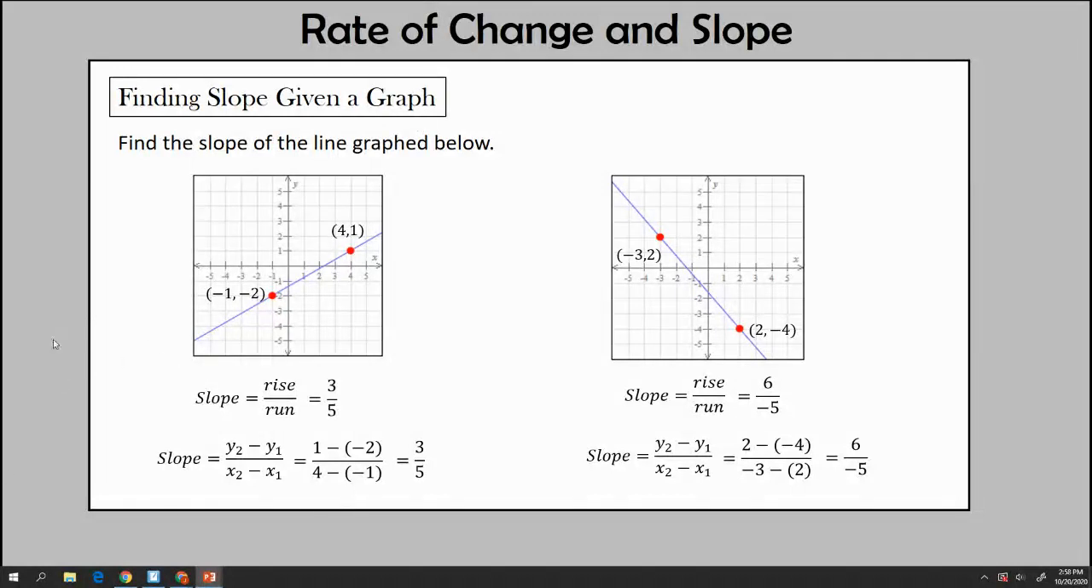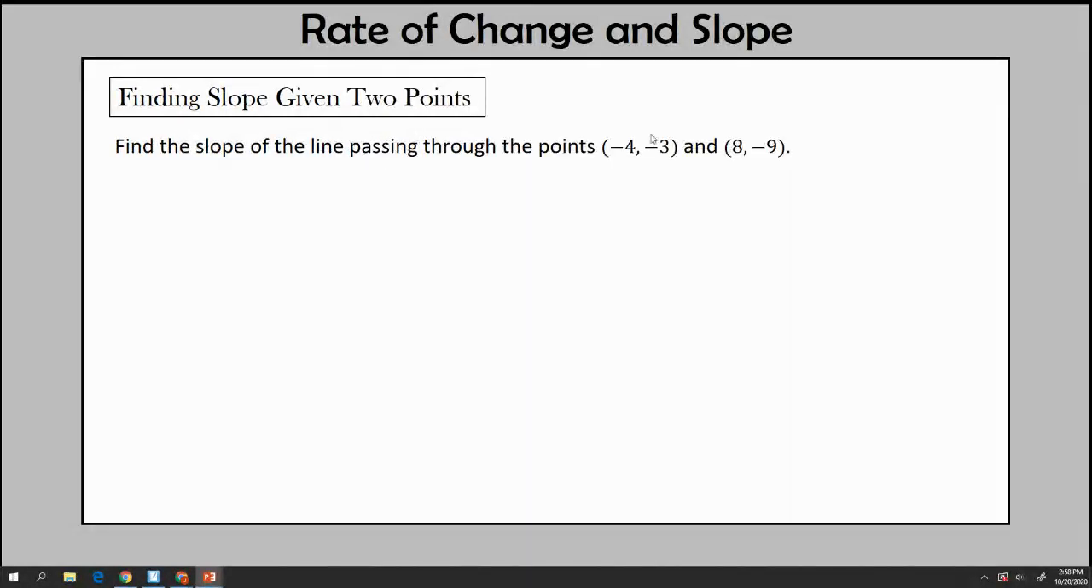Okay? So the next idea, though, is how do we find the slope of a line if we're given 2 points? Now, we're not given a graph to be able to look at the rise and the run. So what we're going to have to do now is use the formula. Okay? So let's take a closer look at the formula. I kind of used it on the last one. I want to make sure everybody understands how this works.